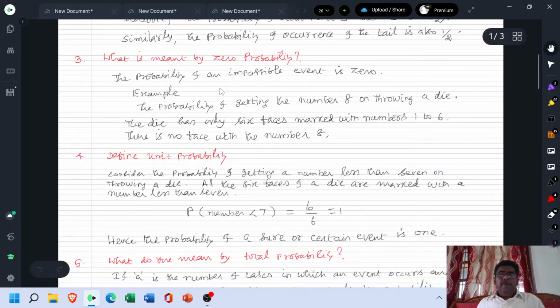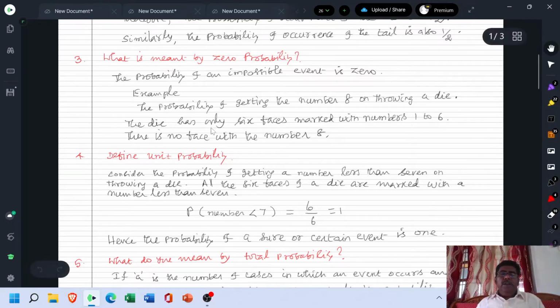What is meant by zero probability? If you consider the probability of getting the number 8 on throwing a die, the probability is 0 because the die has only 6 faces marked with the numbers 1 to 6. So you won't get the number 8. So this is called zero probability.